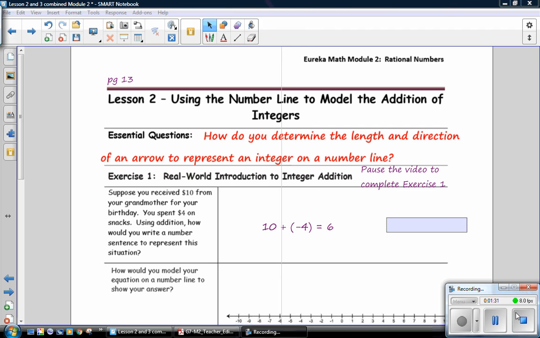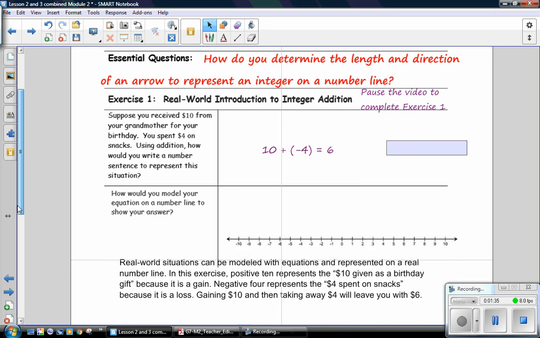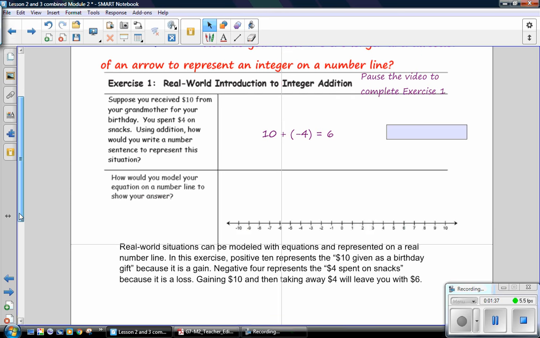Our equation is 10 for the positive and -4 for the money that was spent, and the sum is 6. Real-world situations can be modeled with equations and represented on a real number line. In this exercise, positive 10 represents the $10 given as a birthday gift because it is a gain. The -4 represents the $4 spent on snacks because it is a loss. Gaining $10 and then taking away $4 will leave you with $6.